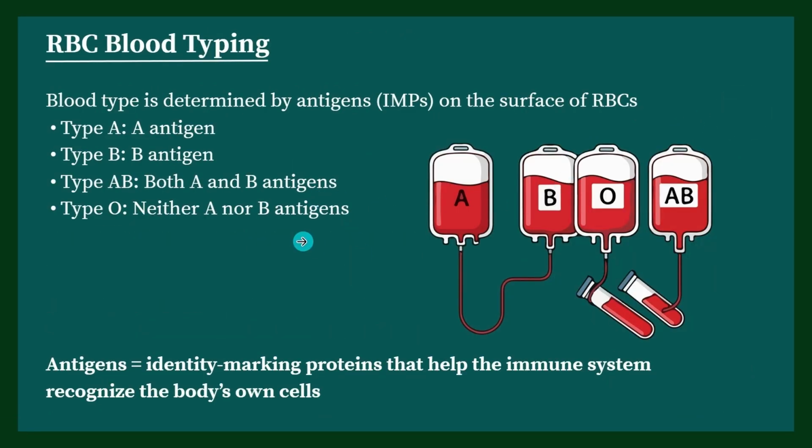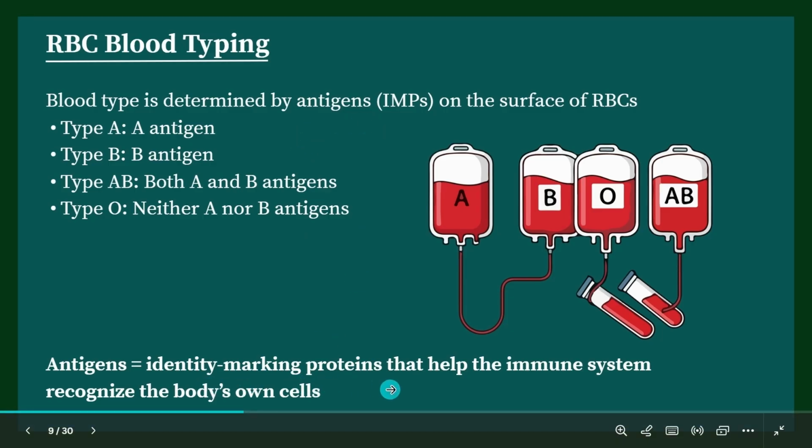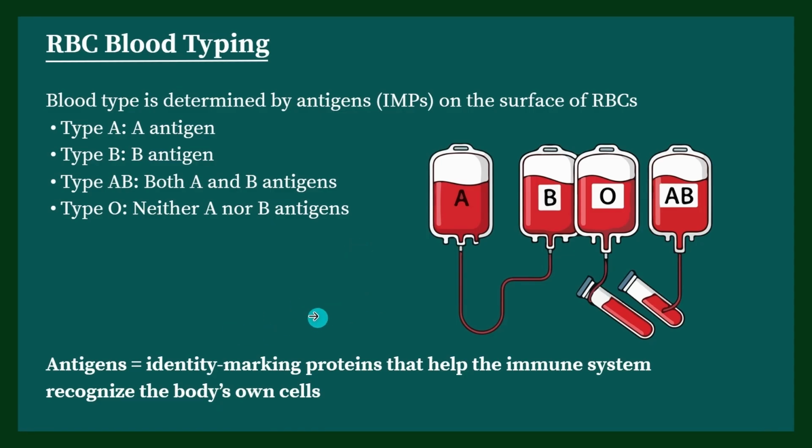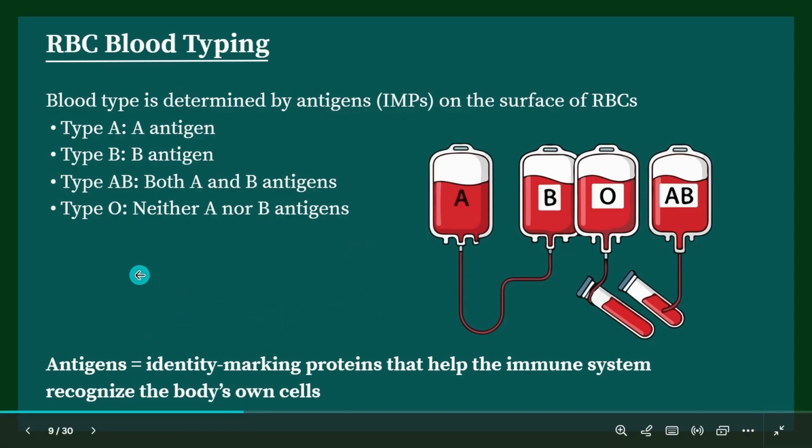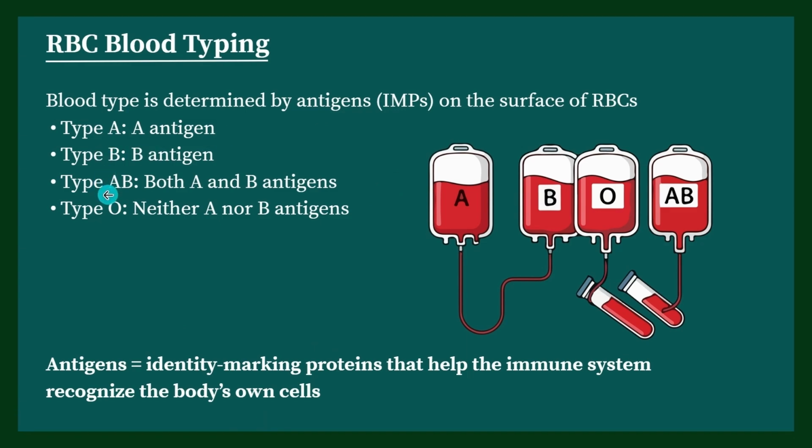Another thing about red blood cells is there are specific antigens, which are identity marking proteins that help the immune system recognize blood cells as being part of your body. So your white blood cells are going around. They're like, who are you? Who are you? To all of the red blood cells. And they're like, I'm this person, either a type A or a type B, a type AB or a type O. So type AB is both A and B, and type O is neither A or B. But either way, your white blood cells know that you're okay.